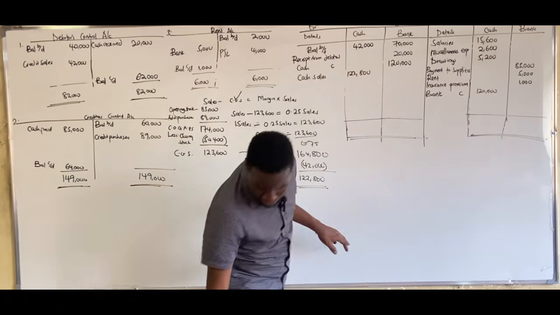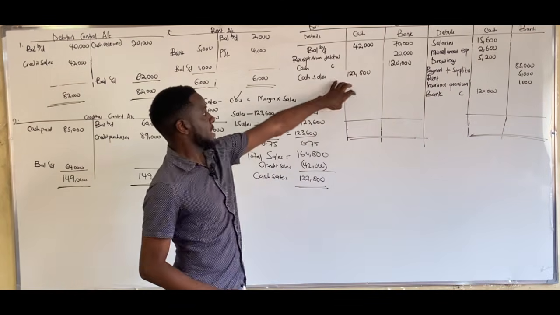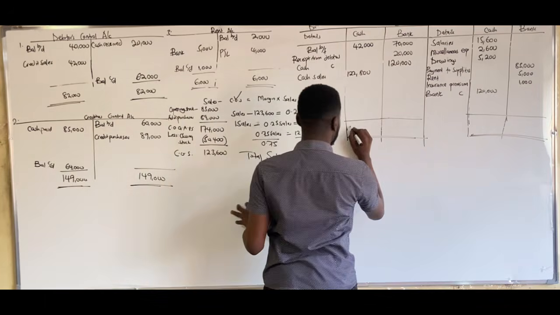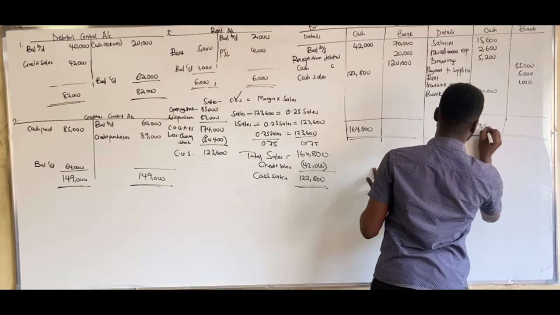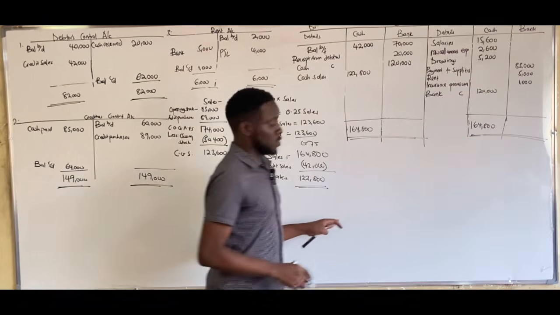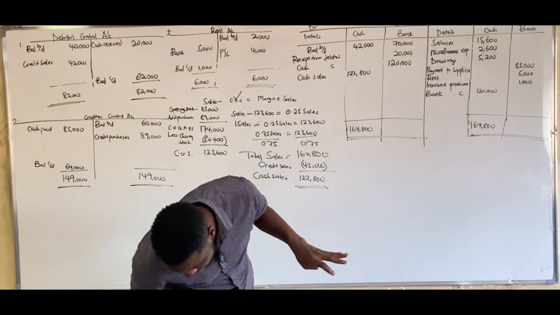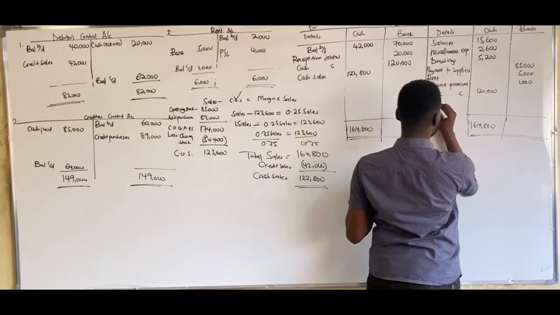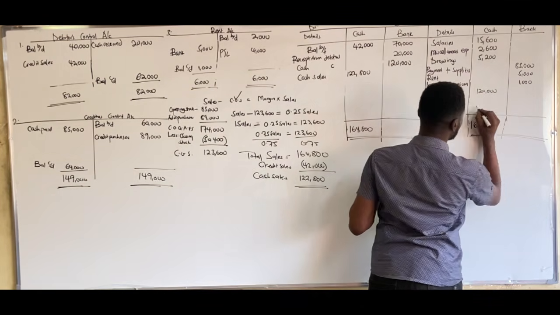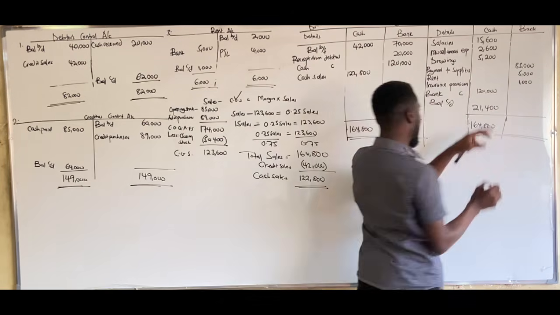So when you add up this side, this plus this, you realize you're going to have 164,800, and this side you have 164,800. So once you subtract, you're going to get 21,400. So our balance carried down is going to be 21,400 for this.